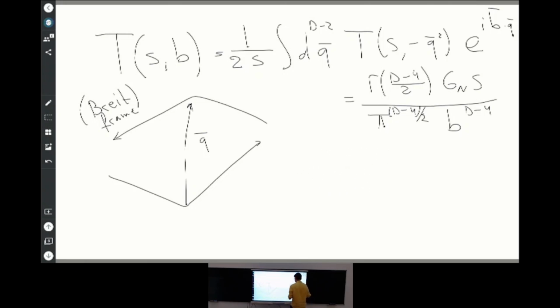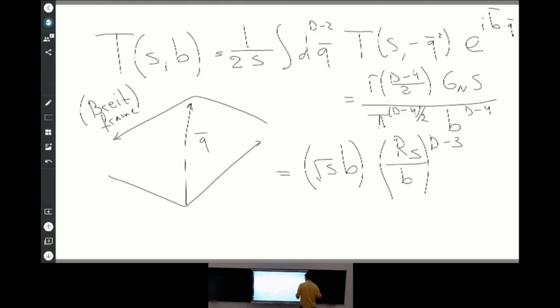Let me do that. Square root of S times B, and R_S over B to the d minus 3. So this is just using the scaling I wrote in the previous formulas. And just to move away from this very simple regime, let me notice that I told you that this parameter should be very big, which is that the impact parameter is much larger than the Compton length.